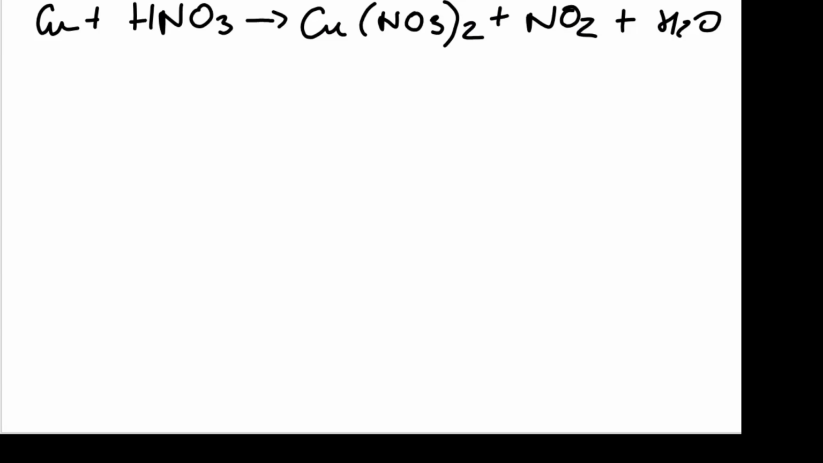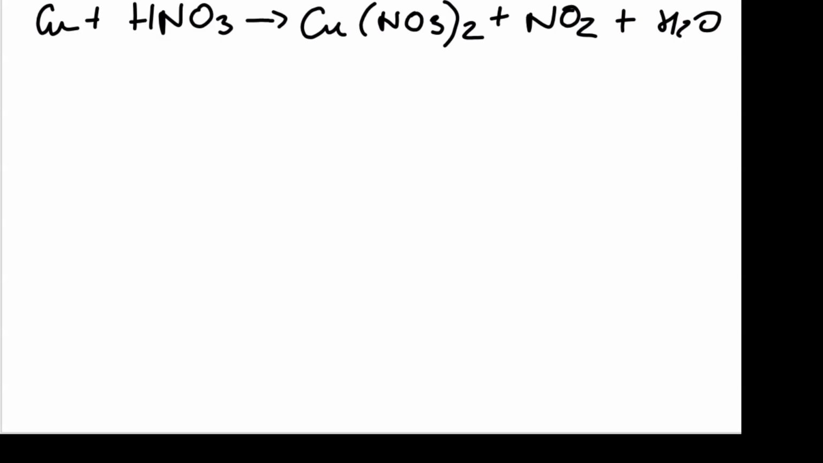Okay, so let's consider a little bit more complicated example. Yes, so in the reaction of copper with nitric acid, we obtain copper nitrate, nitrogen oxide, and of course water. And please, once again, I would like to tell you that the reaction proceeds from left to right. Yes, so on the left we have substrates, and on the right we have products.